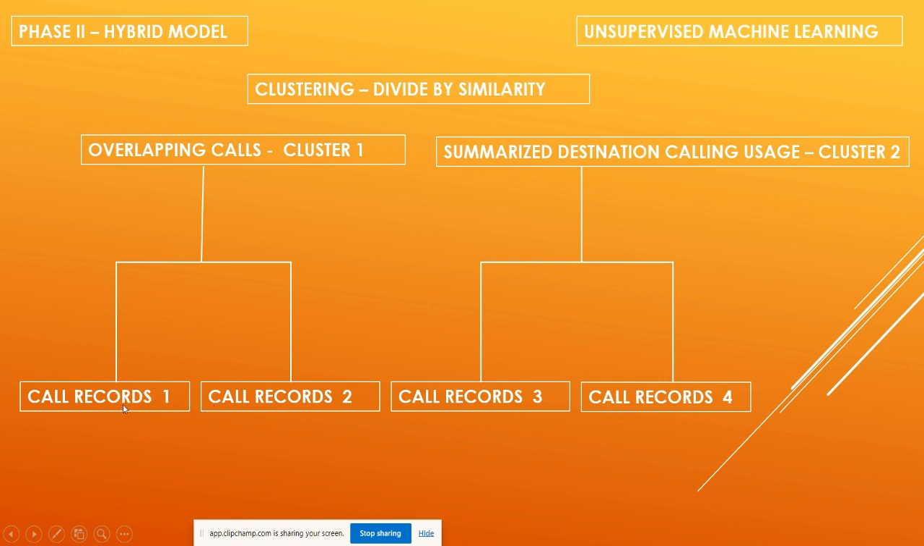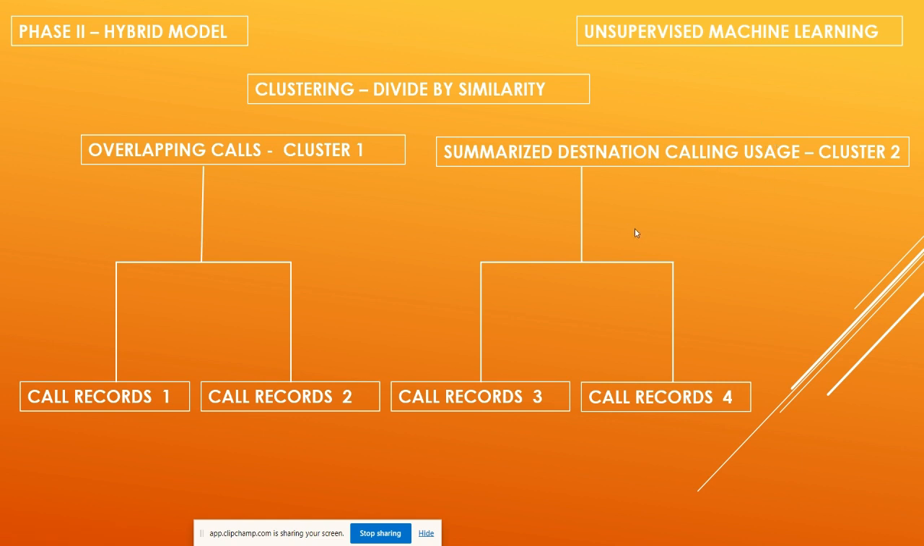If the call records have similarity, like I have shown here, call record 1 and 2, then it will put them under one cluster, cluster 1, and call 3 and call 4 under cluster 2. Then it will check the category: cluster 1 comes under the category of overlapping calls, and call record 3 and call record 4 come under summarized destination calling usage, so it makes another cluster of them.